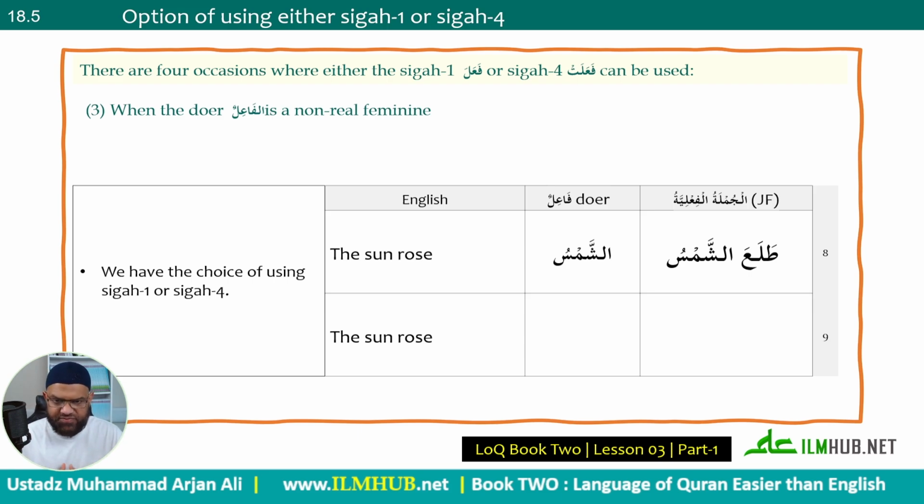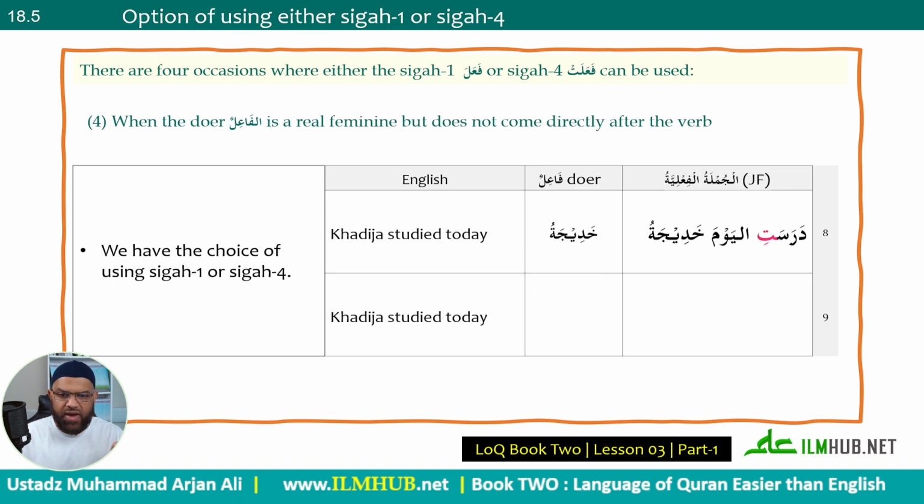And of course, it's the past tense. You can recognize it: فَعَلَ, ذَهَبَ, نَصَرَ. So it is a verb. طَلَعَ الشَّمْسُ, the sun rose. I can use the masculine version here. I can also use the feminine version, with exactly the same translation in English. طَلَعَتِ الشَّمْسُ. So this is your third occasion.